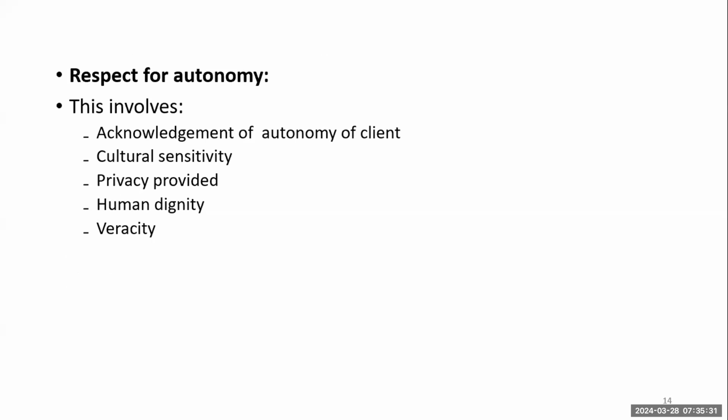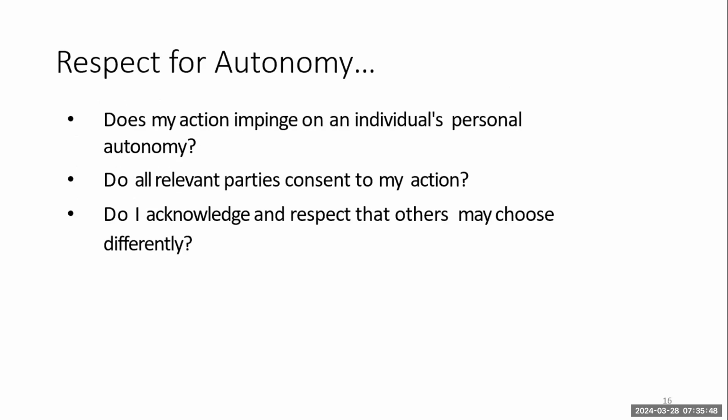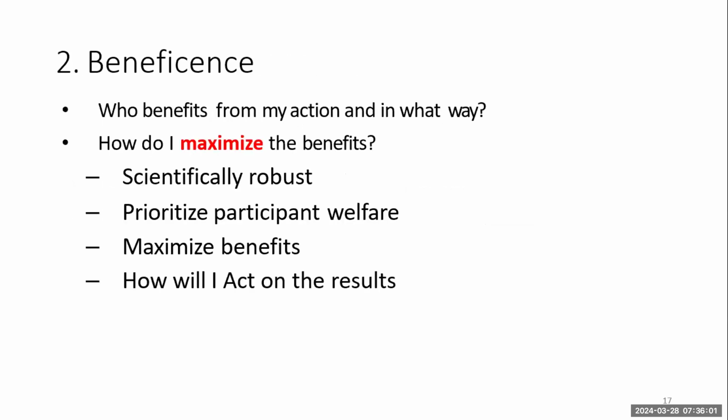So respect for autonomy involves acknowledgement of autonomy of the client, cultural sensitivity, ensuring the highest level of privacy is provided, human dignity, and veracity. In practice, respect for autonomy of persons can be achieved through consent, verbal or written, confidentiality, and protecting privacy. So when you're checking for respect for autonomy, you ask yourself, does my action impinge on an individual's personal autonomy? Do all relevant parties consent to my action? And do I acknowledge and respect that others may choose differently?